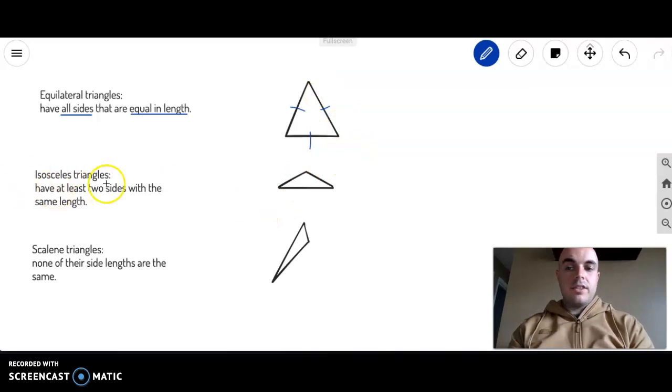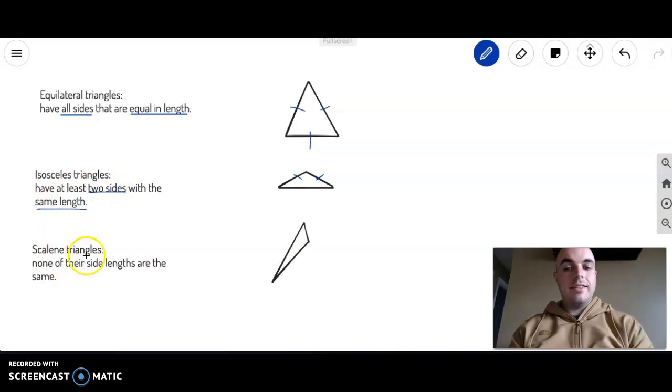Next is isosceles triangles. Isosceles is a very interesting name. It's probably the one that we forget the most, and that has at least two sides with the same length. So we have this one and this one are the same length. You can see here, even just from looking at it without a ruler, this bottom line is significantly longer than these two lines. It's almost twice the size of each of these lines. So I won't be drawing a line on that. It's its own thing. So two sides that are the same length.